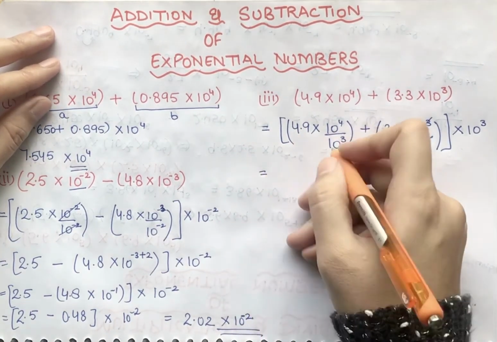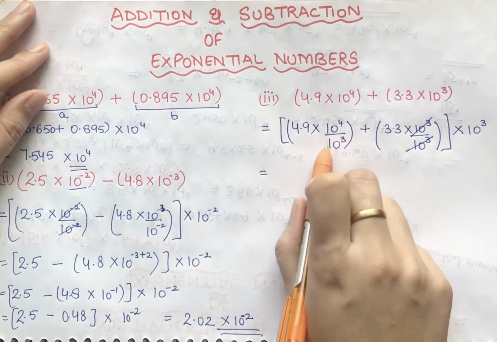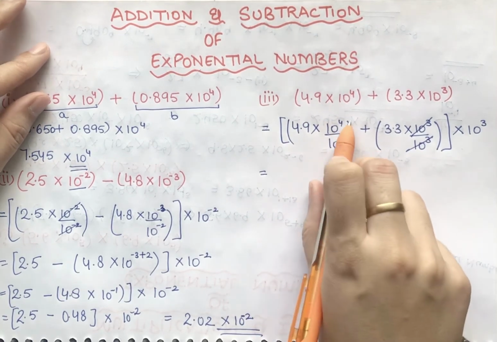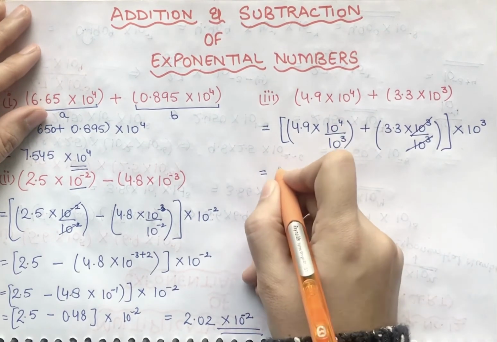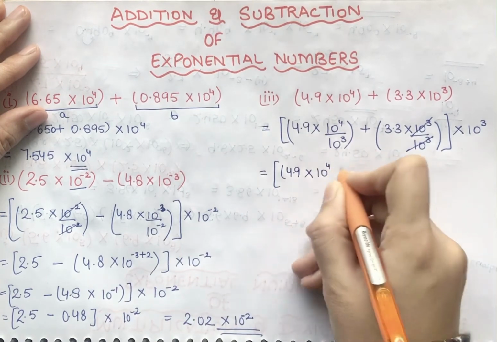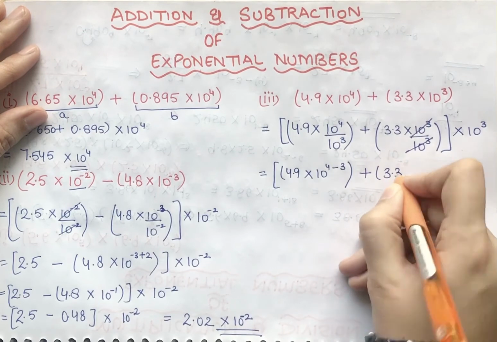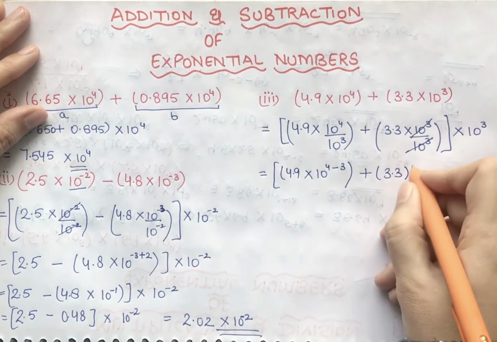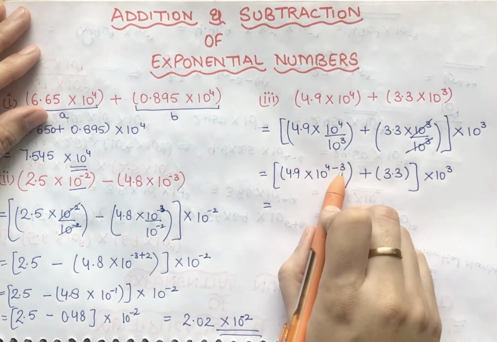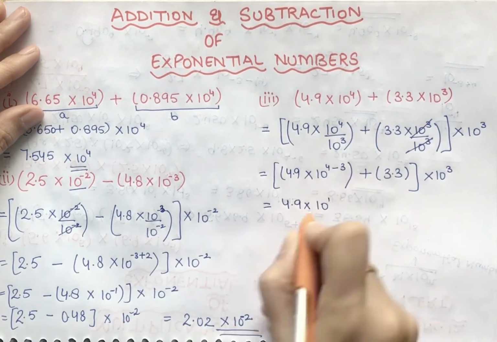Now 4.9, here first of all we should solve the power. So 10 raised to power 4, here this power is in division, so when I'll take this power in the numerator, it will simply change its sign. So it will be 4.9 into 10 raised to power 4 minus 3, right, plus 3.3, I am not having a power over here, so as it is, into 10 raised to power 3, right? So 4 minus 3, that means 1, so 4.9 into 10 raised to power 1.